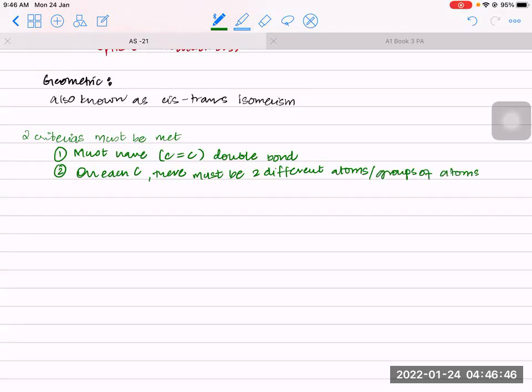So what did I say? You must have a carbon-carbon double bond, and on each carbon atom, you must have two different atoms or groups of atoms attached. In this case, we will say that it will show which type of isomerism? Cis Trans or geometric isomerism. Let's see an example.